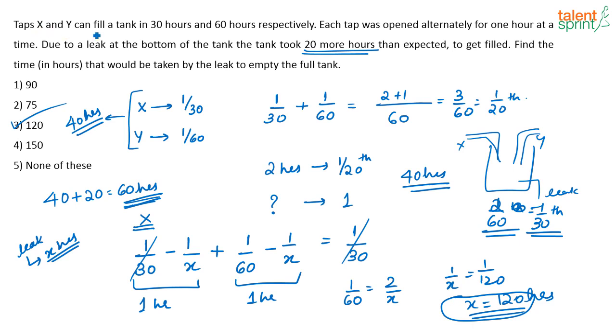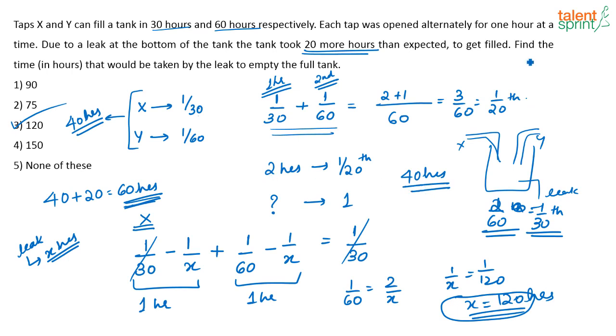It is said that tap X and Y can fill a tank in 30 hours and 60 hours respectively. Work done by tap X in 1 hour is 1/30. Work done by tap Y in 1 hour is 1/60. Put together, work done by tap X and Y is 1/20th. Or see what is given, in the first hour only tap X is working, in the second hour only tap Y is working. So in 2 hours, 1/20th of the tank is filled, or I can say the full tank can be filled in 40 hours.